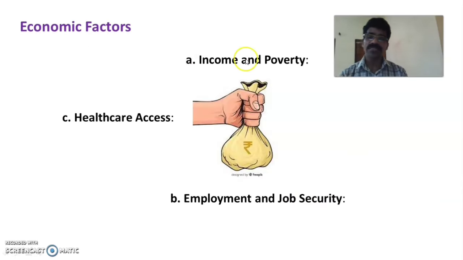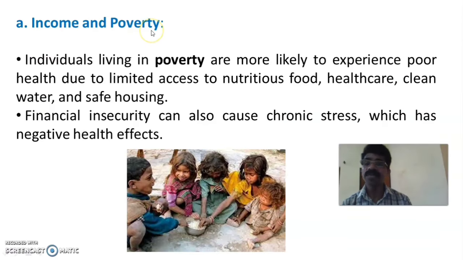So the economic factors include income and poverty, then employment and job security of the person, and healthcare access for the public or citizens of the country. So: income and poverty, employment and job security, and healthcare access. First one is income and poverty.